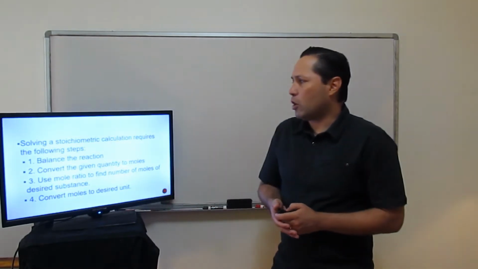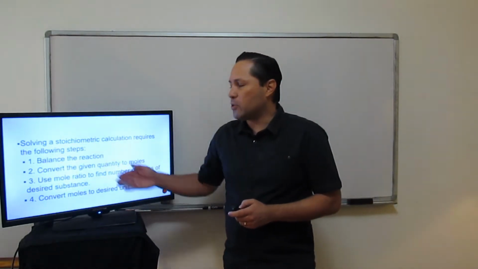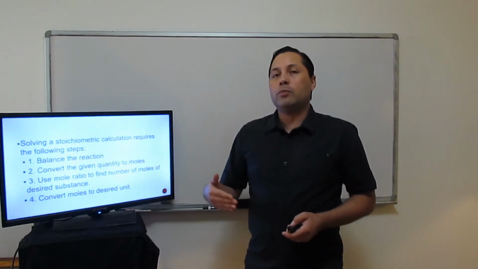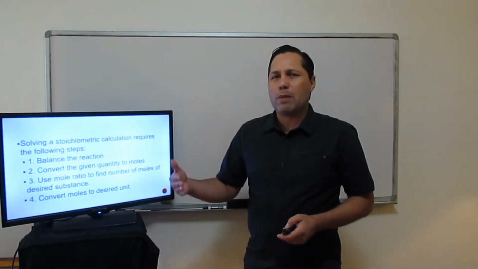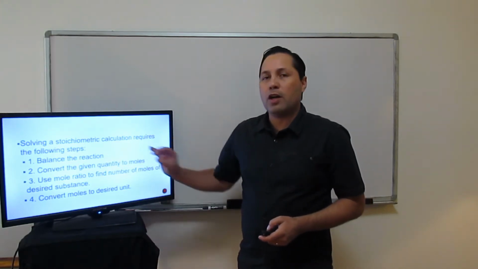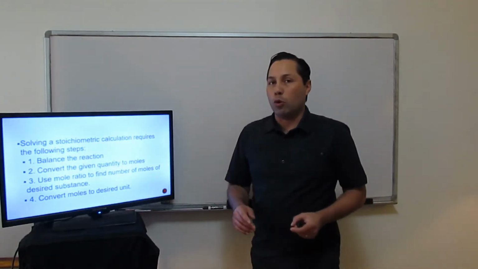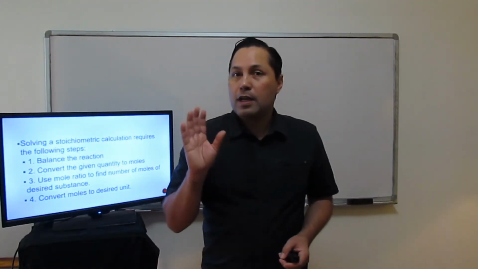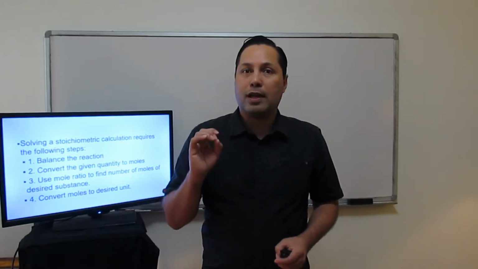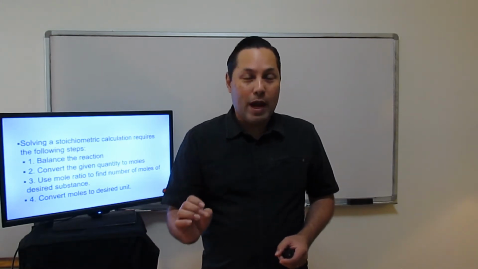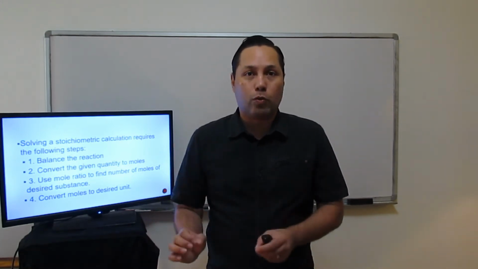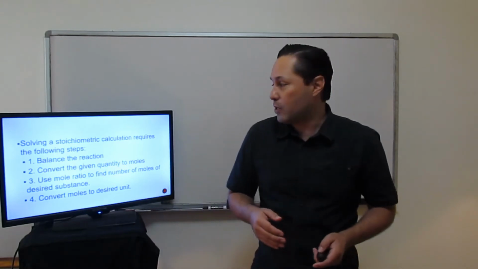Solving stoichiometry, number one, is balancing the reaction. For our problems, our equations will already be balanced, but if they're not, that will be step number one. Step number two, convert the given quantity to moles. In this type of mass problem, you're going to get your given in grams, and your first step is to change those grams to moles using the molar mass.